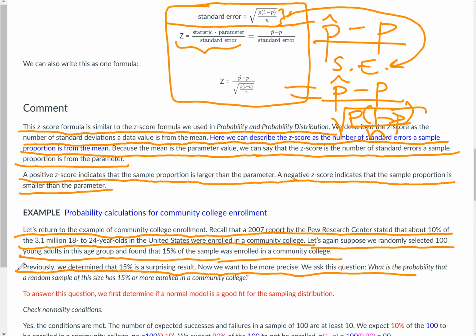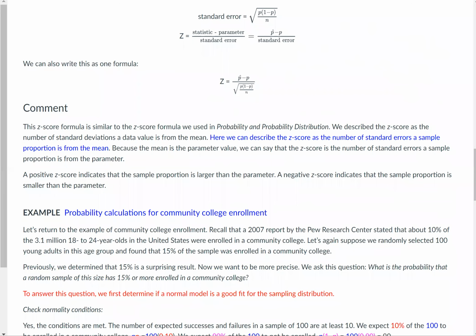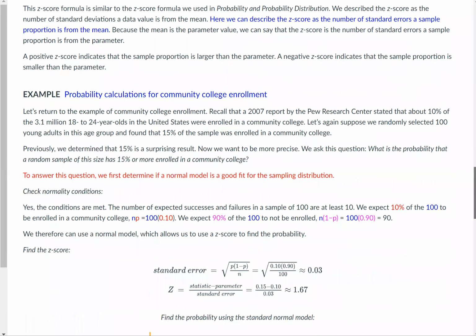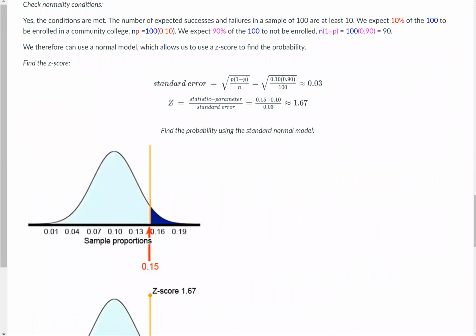We ask the question, what is the probability that a random sample of this size has 15% or more enrolled in a community college? To answer this question, we'll first determine if a normal model is a good fit for the sampling distribution. Okay, we're going to scroll down and check that here. All right, we'll check the normality conditions. Yes, the conditions are met.